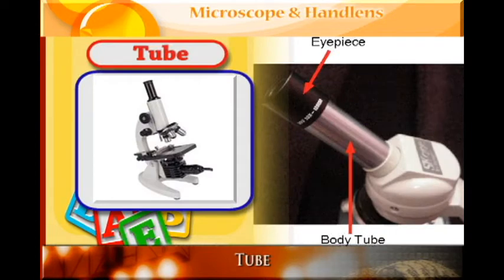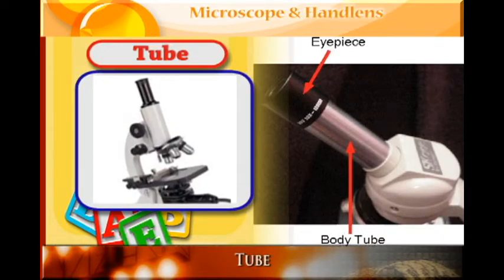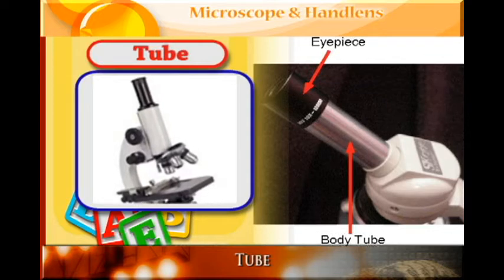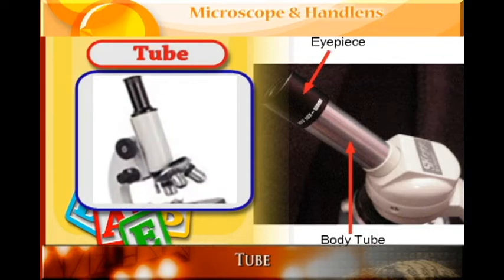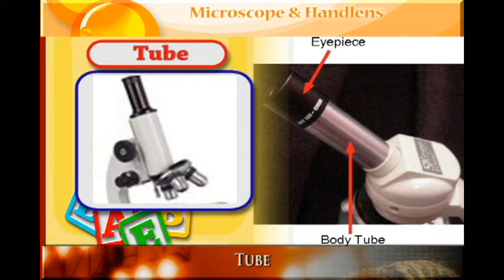Then there is a tube. The tube is the one which holds and separates the eyepiece and the objective. It holds the eyepiece up, and also the objective lenses down, and it separates those two, the objective lenses and the eyepiece lenses.